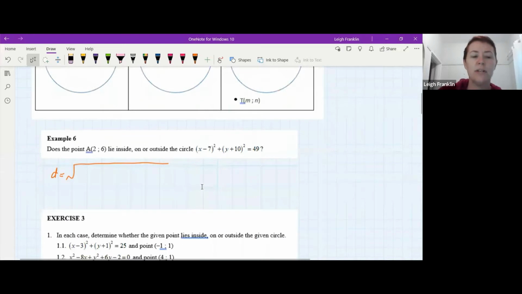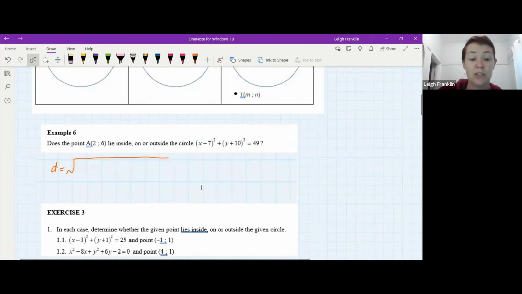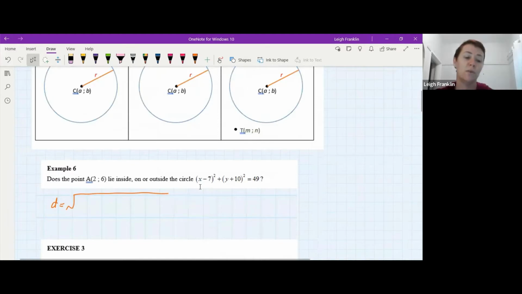Let's have a look at example number 6, and then I'm going to give you an opportunity to try a couple of these. They've asked us the question: does the point A (2; 6) lie inside, outside or on the circle (x - 7)² + (y + 10)² = 49? What is important here is that we are answering a question, so we cannot make an assumption. We have to work out the distance between the point and the center, compare that to the radius, and then answer our question. We cannot start off by making any assumptions at all in this case.